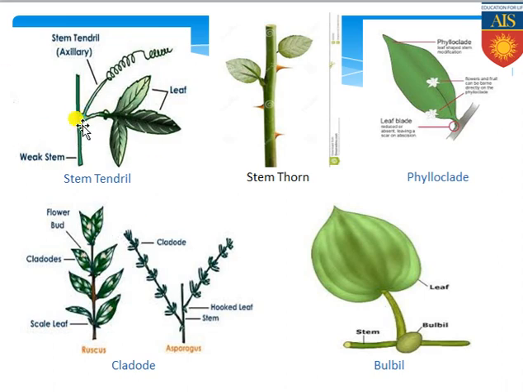You can see the figure here very clearly. This is the axillary bud which has formed the stem tendril and is helping the plant for climbing purposes. This is the stem thorn, and these thorns also erupt from the axillary bud and help the plant body protect itself from any kind of herbivorous animal.